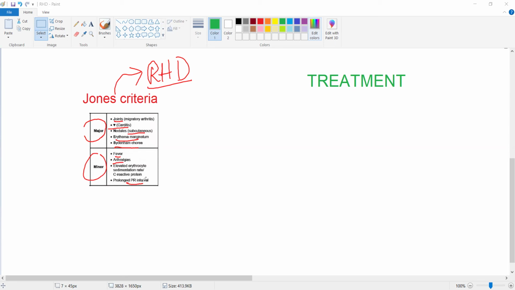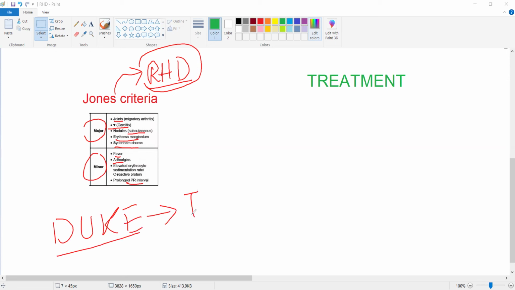So the Jones criteria is used for rheumatic fever, and the modified Duke criteria is used for which disease? Infective endocarditis. Okay, we will discuss the treatment after a few slides.